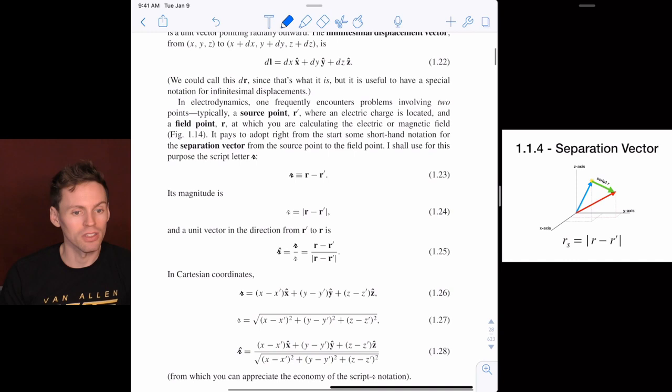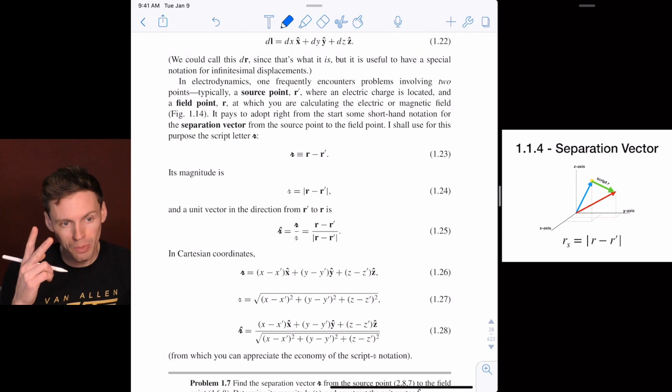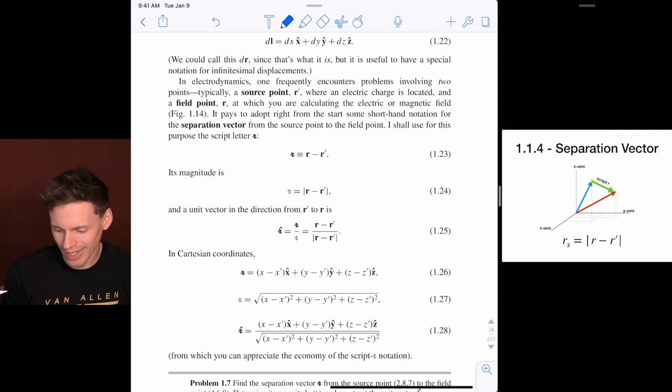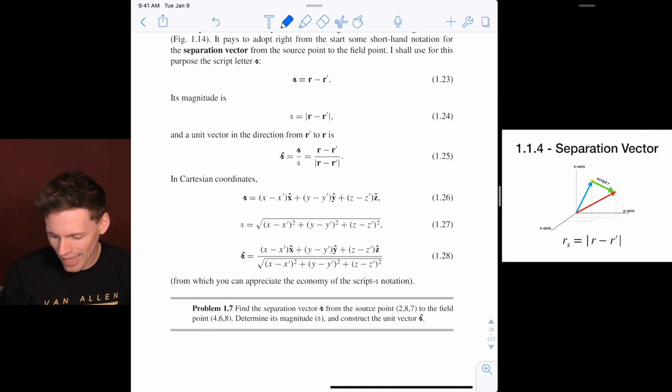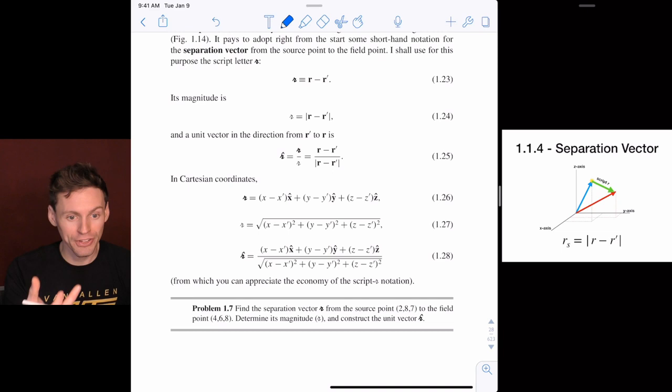Okay, so in electrodynamics, you frequently encounter problems involving two points: your source point, r prime, where the charge is located, and the field point, r, where you're trying to calculate the electric or magnetic field. So we have this script R, which is just r minus r prime, like I talked about. Its magnitude is written as that, and you find it by subtracting them and taking the square root of the new components, x squared plus y squared plus z squared. The unit vector pointing in that direction, script R hat, is the actual vector script R divided by its magnitude. That will normalize each of the components to point in that direction.